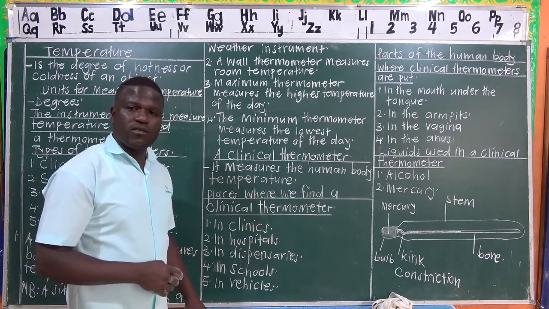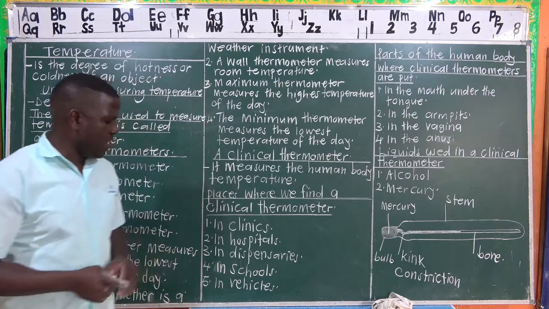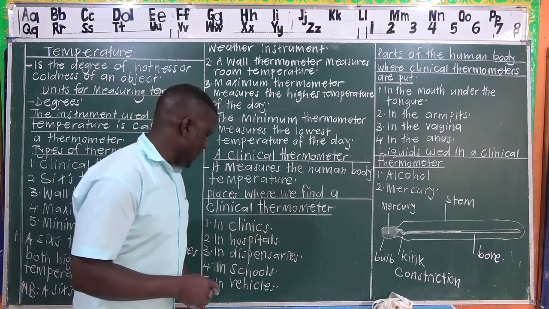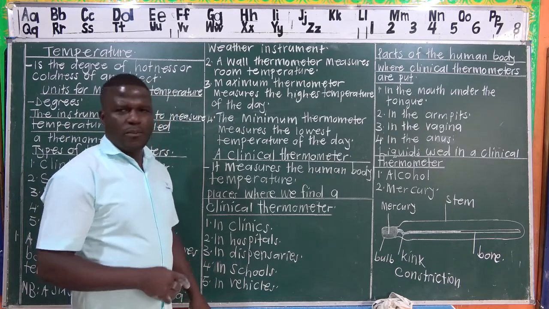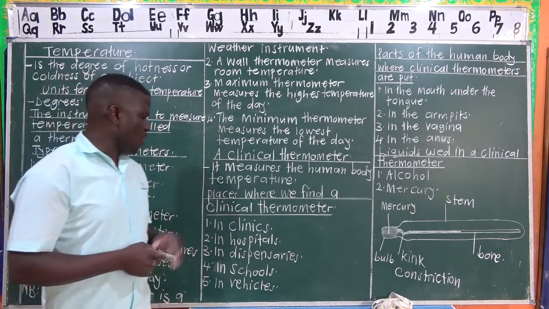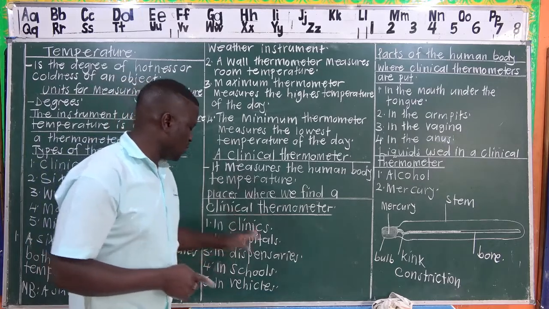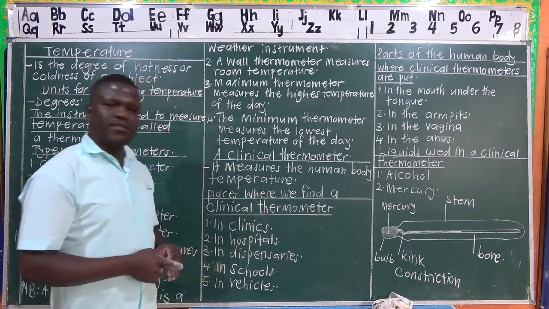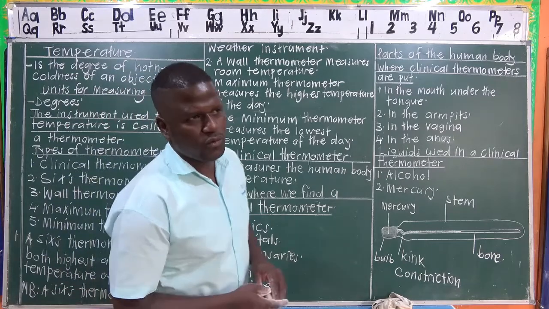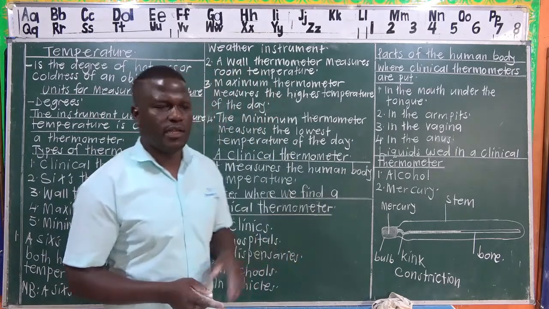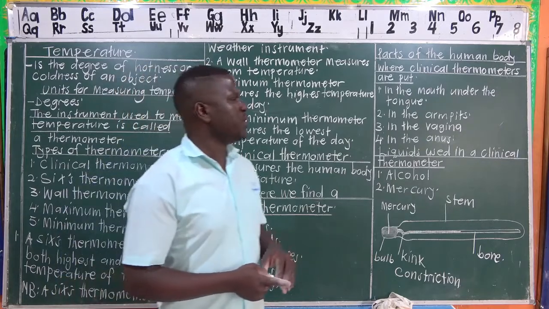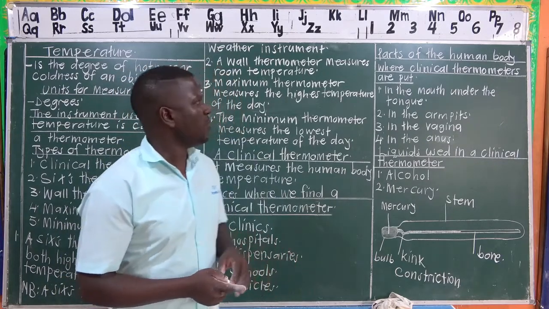Then we have in vehicles. Then even we can have a clinical thermometer in aeroplanes. So all those are places where we find a clinical thermometer. I've said clinics, hospitals, dispensaries, schools, especially in a sick bay. If you go in a sick bay in schools, you'll always find there a clinical thermometer. It helps the nurse, the school nurse, or the school doctor to measure the human body temperature of the children.